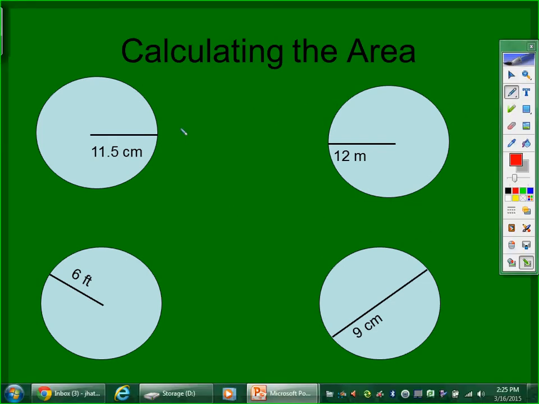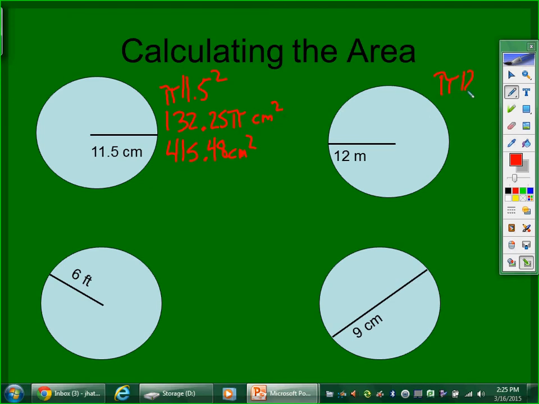4 more examples. Pi times 11.5 squared, pi times radius squared. If I punch that into my calculator, I end up with an area of 415.48 centimeters squared. And if I leave it as an exact answer, I would end up with 132.25 pi. I just squared this and then put it in front of the pi. And this would also be in centimeters squared.